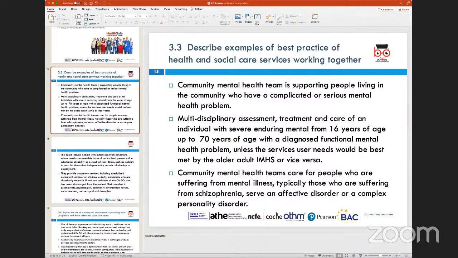Now, if you also recall that we talked about the PCTs, which are primarily the primary care trusts. And under the primary care trust, the joint commissioning groups were set up by the government. So when we talk about the JCGs or joint commissioning groups, these are also examples of how best practices can be shared, and obviously services can be delivered by working together.